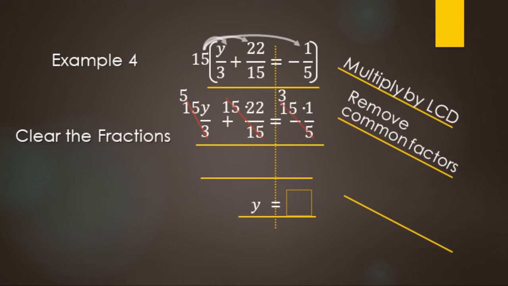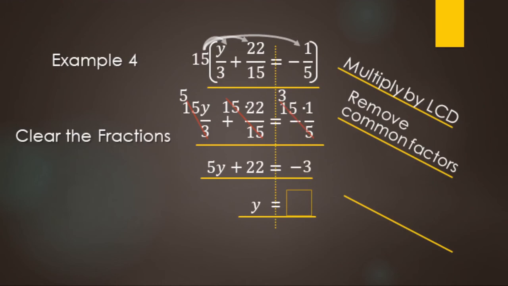So now that we've done that, let's go ahead and clean up our work and see what we got left. So we got a 5 times y remaining, 5y plus. Now the 15s were both removed, so we're just left with a plus 22. And then over here, the 5 was removed with a 5 here, leaving us with a negative. Don't forget about this negative. And then a 3 times 1 makes negative 3.